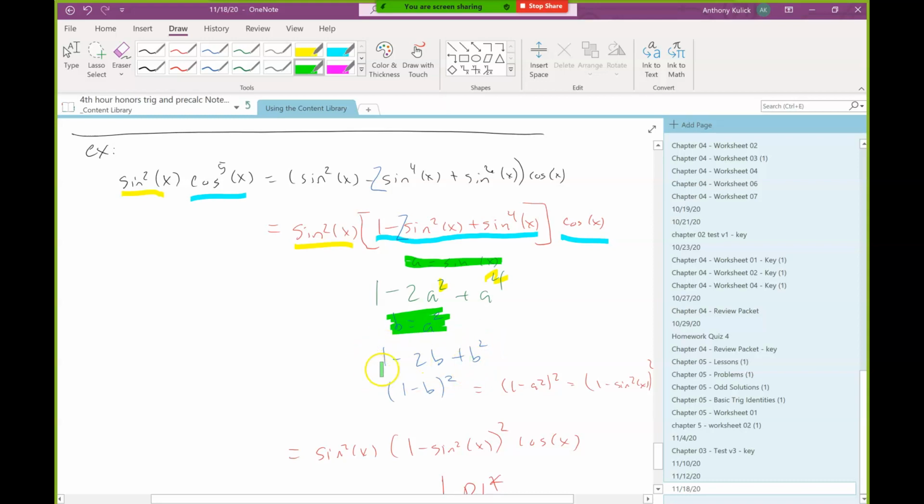2 things that multiply to give me 1 and add to give me -2 are -1 and -1. So I have 1 minus b squared. And since b is equal to a squared, I replace the b with a squared. And since a was equal to sine x, I replaced the a with sine x, so I have 1 minus sine squared, squared.